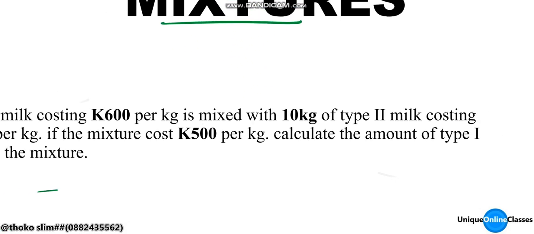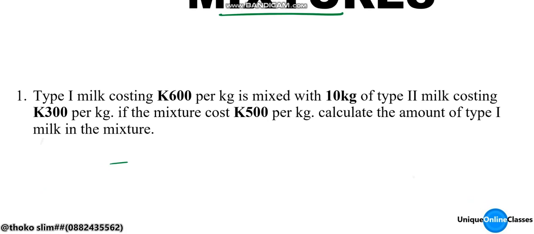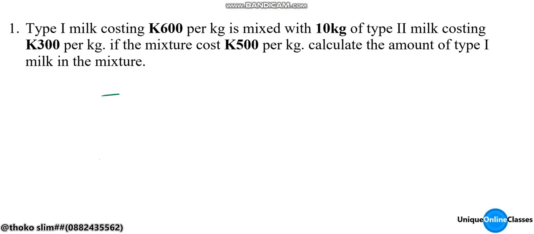Our first example reads: type 1 milk costing 600 kwacha per kg is mixed with 10 kg of type 2 milk costing 300 kwacha per kg. If the mixture costs 500 kwacha per kg, we should calculate the amount of type 1 milk in the mixture.